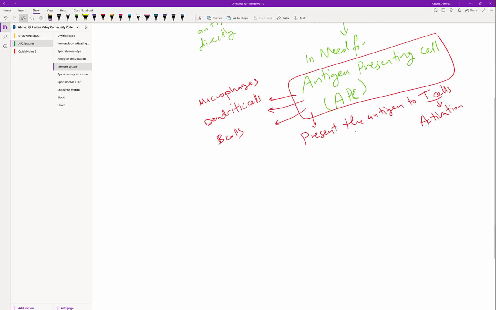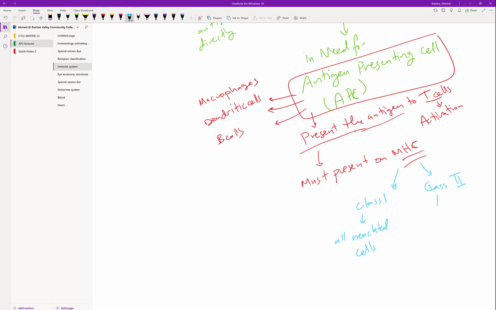Now the issue is, those antigen presenting cells not only present the antigen, but they must present it on MHC. They must show it on the major histocompatibility complex. For this MHC, we have two types, class 1 and class 2. Class 1 is on all nucleated cells, class 2 only on antigen presenting cells.